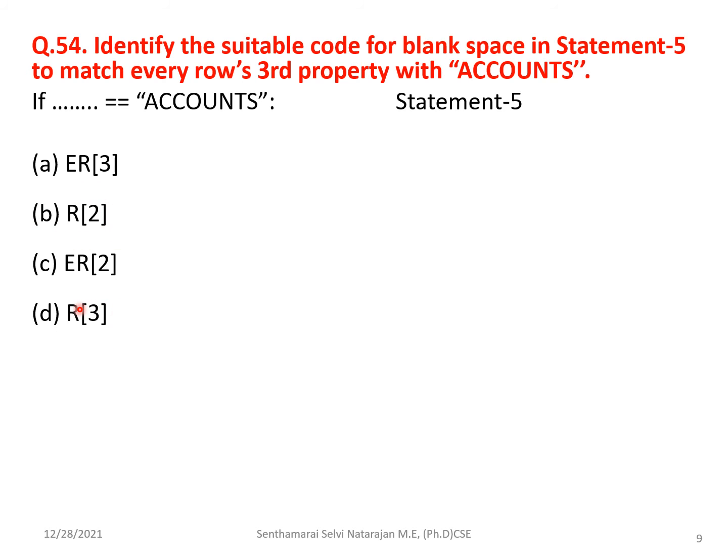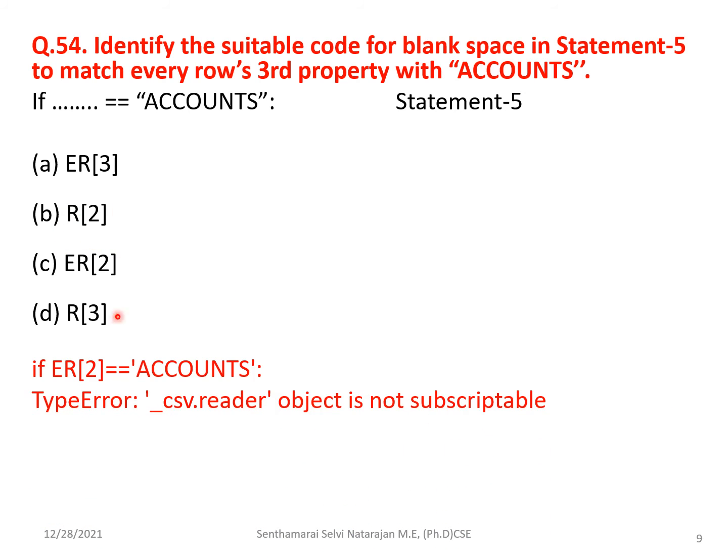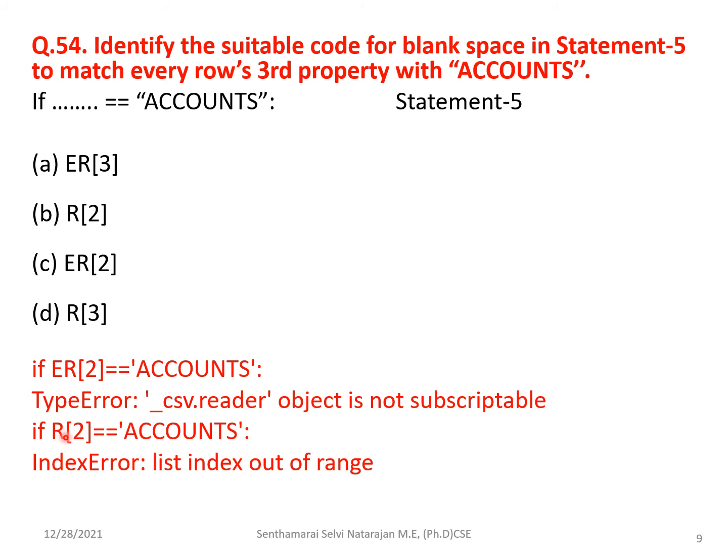Since only three fields are there, that is employee number, name, and then department, you know the index starts from 0. So R of 0 represents the employee number, R of 1 represents the name, and R of 2 represents the department. So this is the option. If ER of 2 is given as accounts, then the CSV reader is an object, so it is not subscriptable. So both those options are wrong.